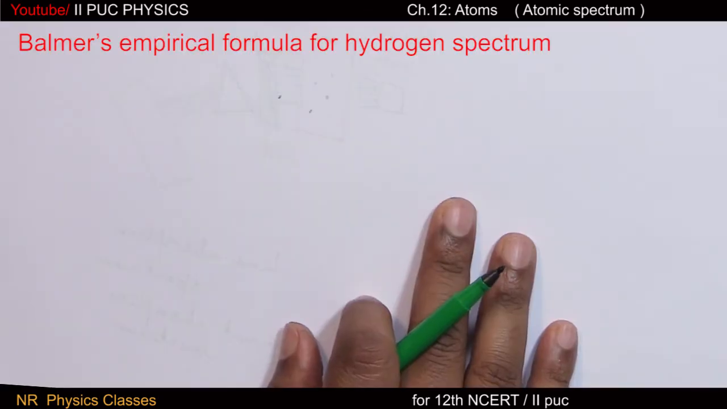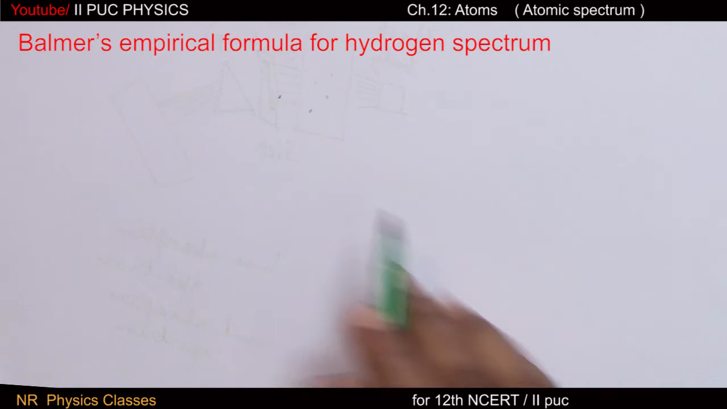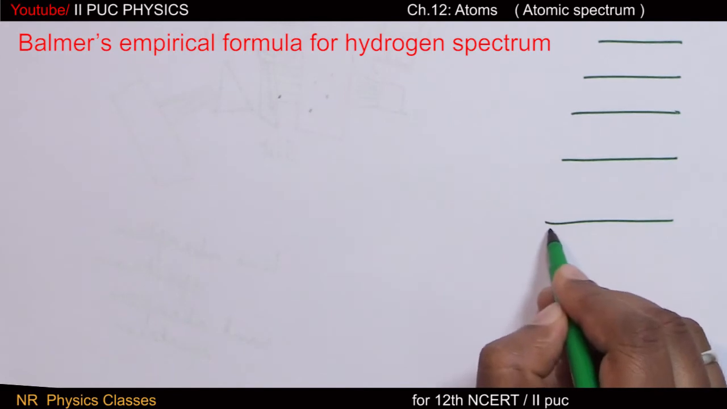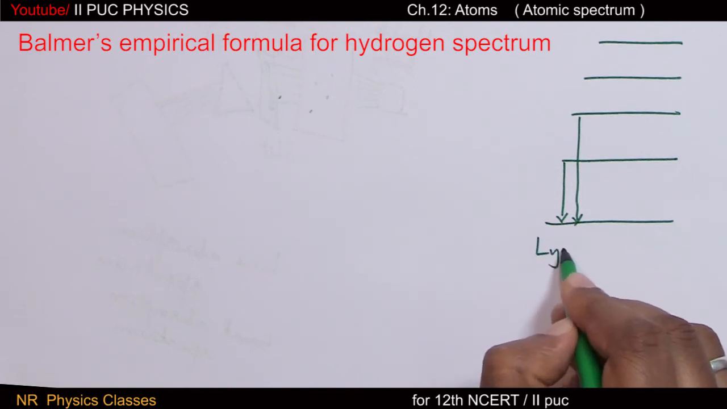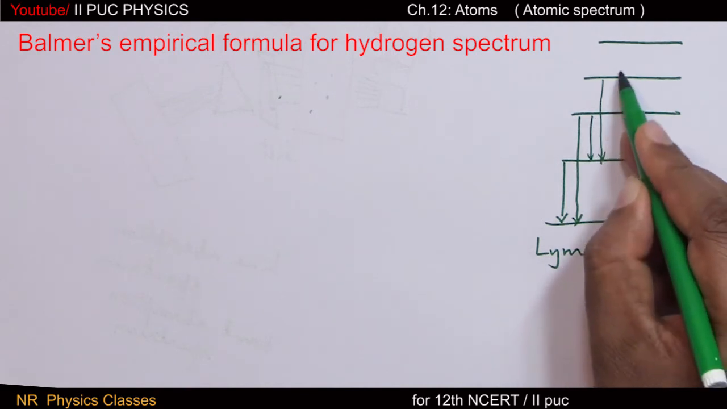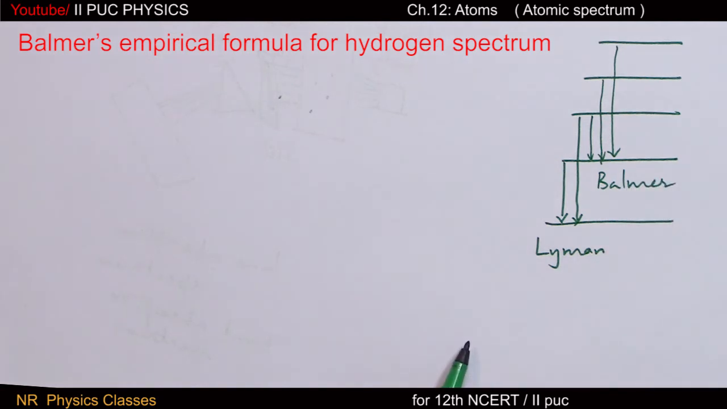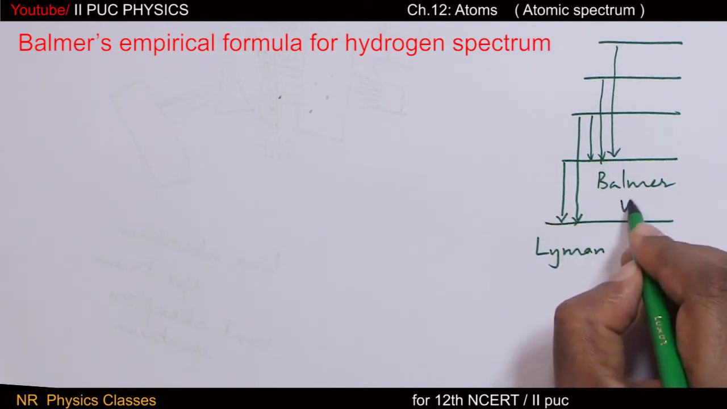A small topic, empirical formula for hydrogen spectrum. Balmer's empirical formula. Balmer series means visible. Recall the energy level diagram. If transitions are to the first state, then it is called Lyman. If transitions are to the second state, from higher energy states, then that results in Balmer. So in the case of Balmer, the spectrum lies in the visible range.